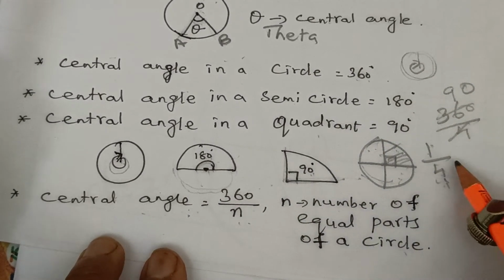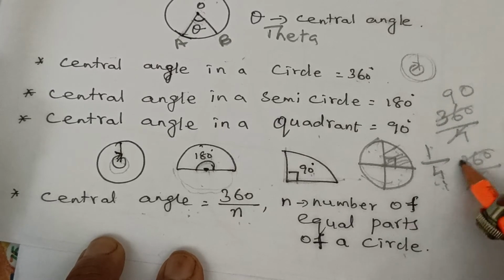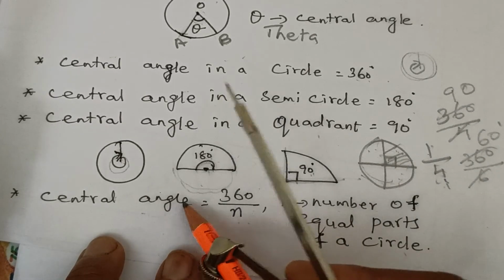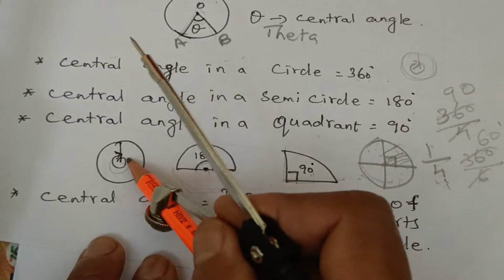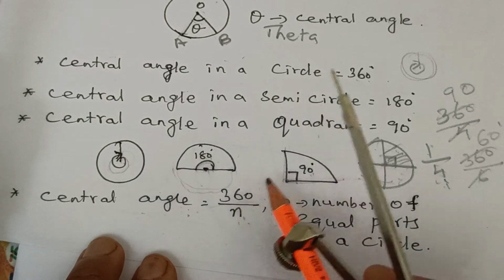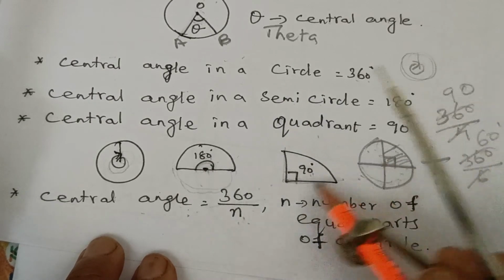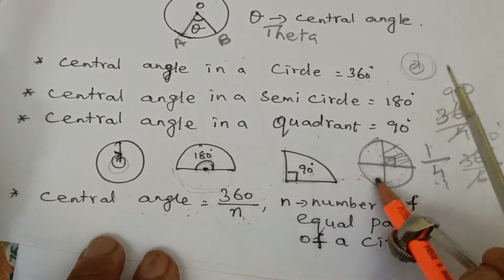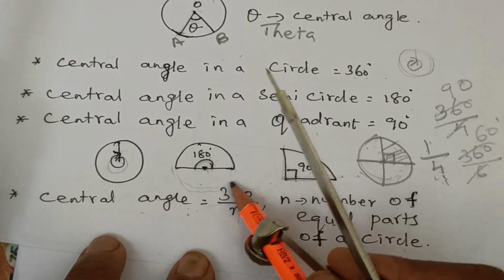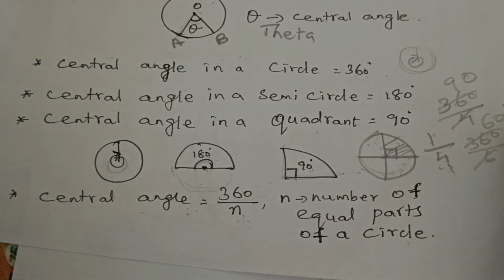Suppose if the circle is divided into 6 parts, then the angle is 360 divided by 6. Thus each angle will give you 60 degrees. Okay. So to get the central angle, 360 is the total angle. Divide by into how many parts the circle is. If the circle is divided into 10 parts, 360 divided by 10. If the circle is divided into 4 parts, 360 divided by 4. If it is divided into 8 parts, 360 divided by 8. So the 360 by n is the formula to find the central angle of a circle.